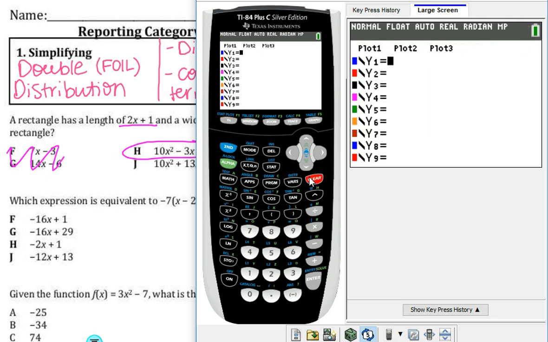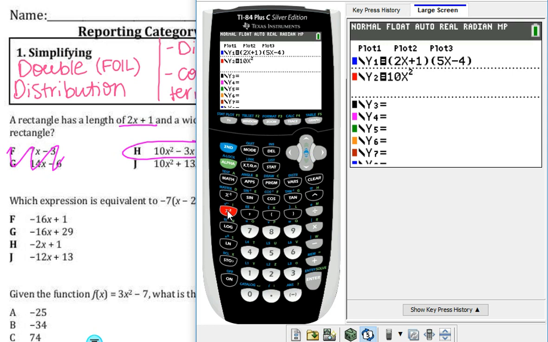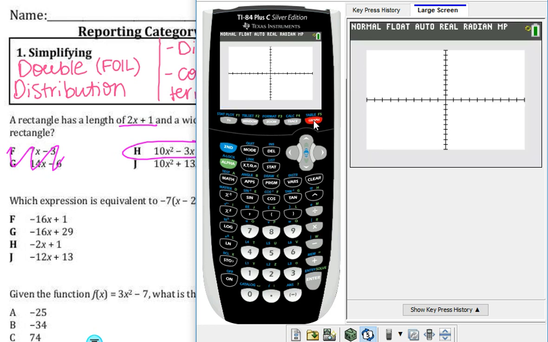So let's see, we had 2x plus 1 times 5x minus 4. Alright, and then I could plug these in, or if I just wanted to confirm my answer choice here, these things should be equivalent to one another because all I did was simplify. So if I plug these into my calculator, I could go look at my graph, and we could see that they're either going to be graphed as the same function. So there's the first one, and here comes the second one maybe.